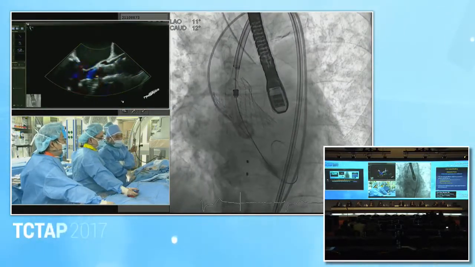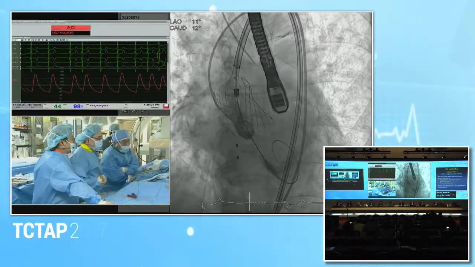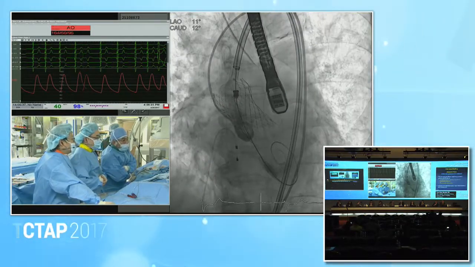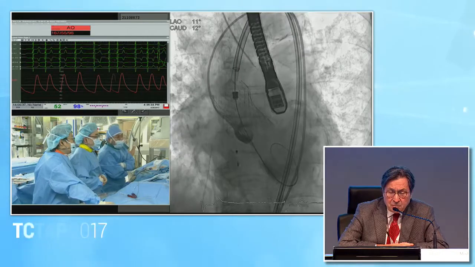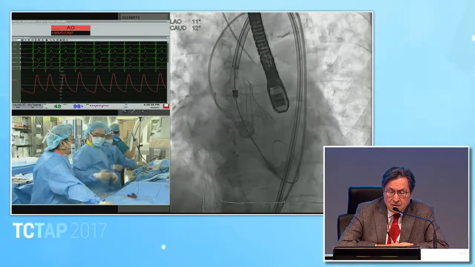Yeah, pressure is coming back. 160 to the 50. You still have a wire in the LV, right? Can you put a pigtail? We see the simultaneous pressures that give us a better sense of AR.